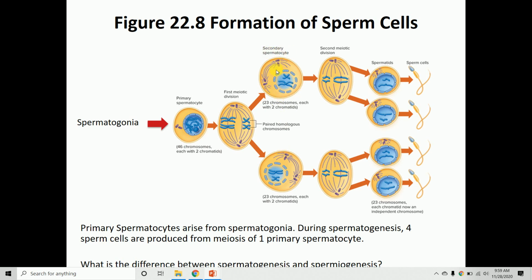Each secondary spermatocyte has 23 chromosomes, but still with the 2 chromatids. So remember, we have to undergo that second meiotic division to make 4 spermatids. Each spermatid has 23 chromosomes, but now each chromosome has only 1 chromatid. These spermatids would have to develop into mature sperms, and that process is known as spermiogenesis. So make sure you know the difference between spermatogenesis and spermiogenesis.